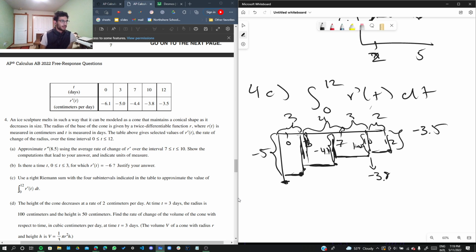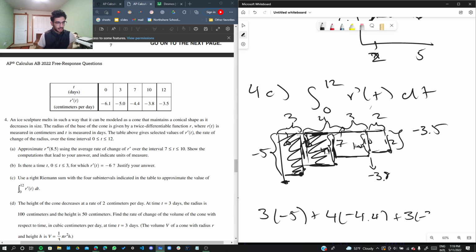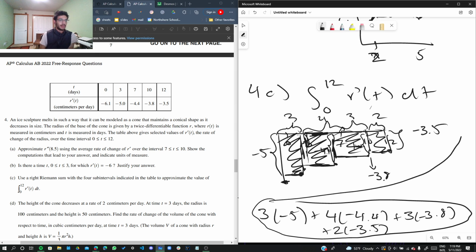So now we just add all those up together. It's 3 times negative 5, which gives you this rectangle, plus 4, the width of this rectangle, times negative 4.4, which gives you this rectangle. You have 3 times negative 3.8, which gives you this rectangle. Then you have 2 times negative 3.5, which gives you the last rectangle. And that is how you approximate the Riemann sum. So there we go, I think we're done there.